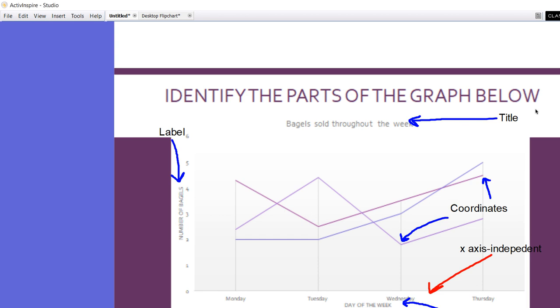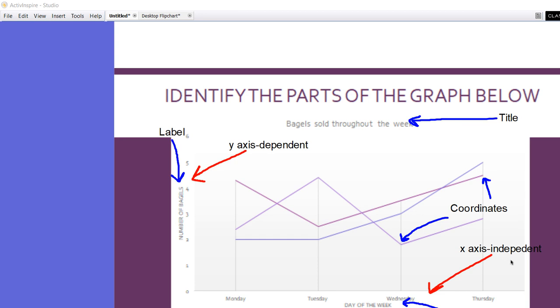The other axis is called the y-axis, and that's this vertical axis over here. And what I graph on the y-axis is the dependent variable. And if you remember from the first chapter, the dependent variable is the variable that I'm measuring during the experiment. So I am measuring how many plain bagels I sold. I am measuring how many everything bagels I sold. I am measuring how many chocolate bagels I sold. So that's the information that would go on the y-axis, the number of bagels I sold each day of the week.